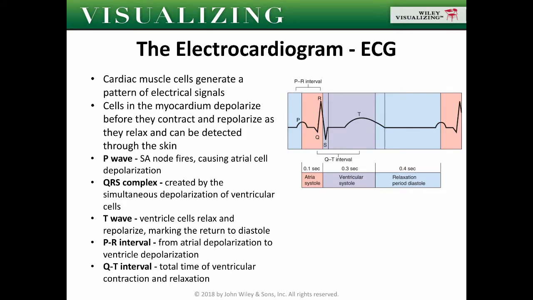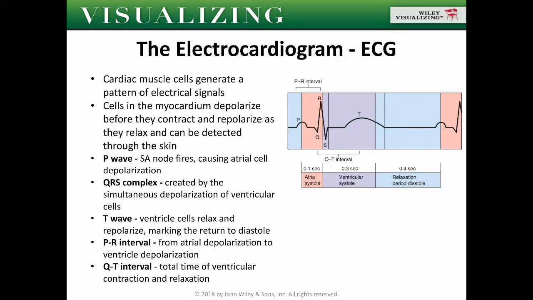This conduction system also helps generate your ECG, the iconic ECG waveform. The ECG, or electrocardiogram, is basically a machine that monitors the electrical conduction system in the heart. The cells in the myocardium depolarize before they contract, and they repolarize as they relax, and this can be detected through the skin.